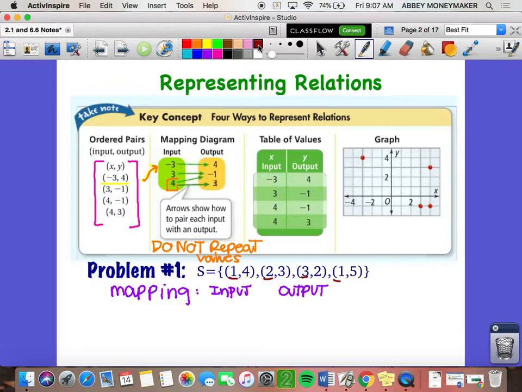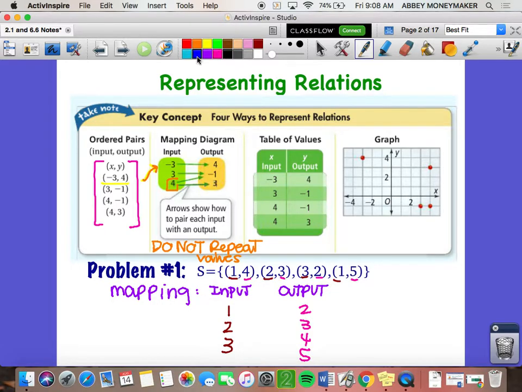Okay. So by looking at my x's, I can see that I have a 1 twice, but I'm only going to list it once. I have 2 and then 3. For my output, I'm going to look at my y values. And those are all different. And I'm going to put them in numerical order, 2, 3, 4, 5.